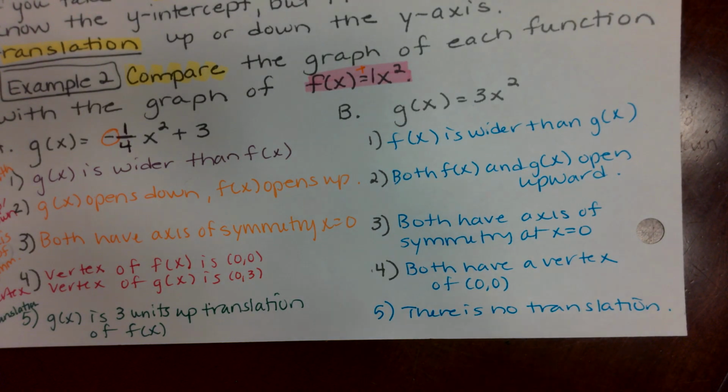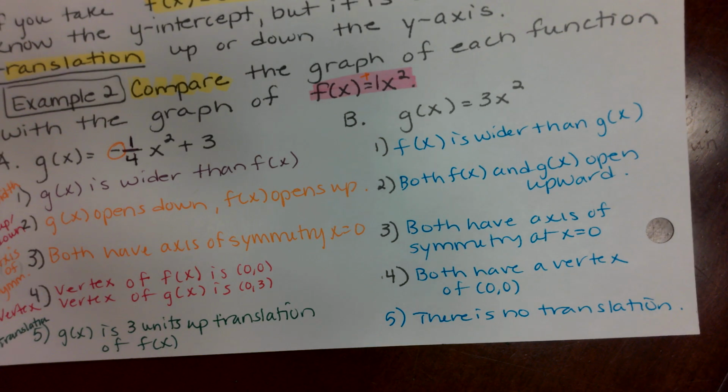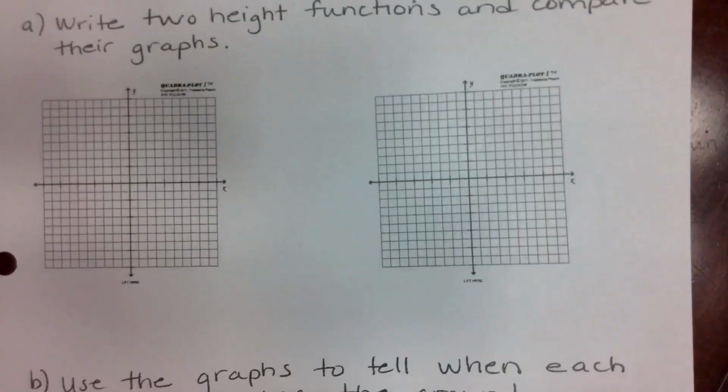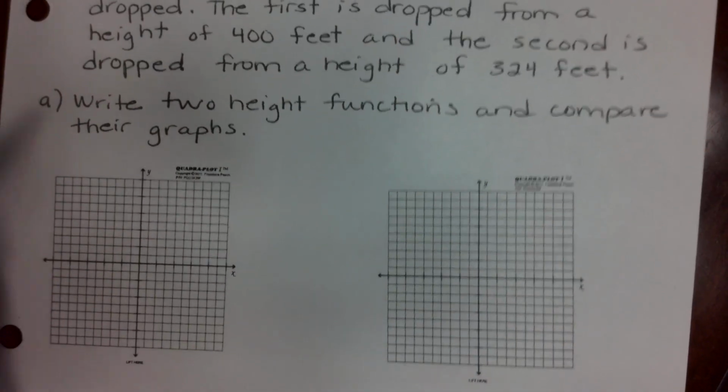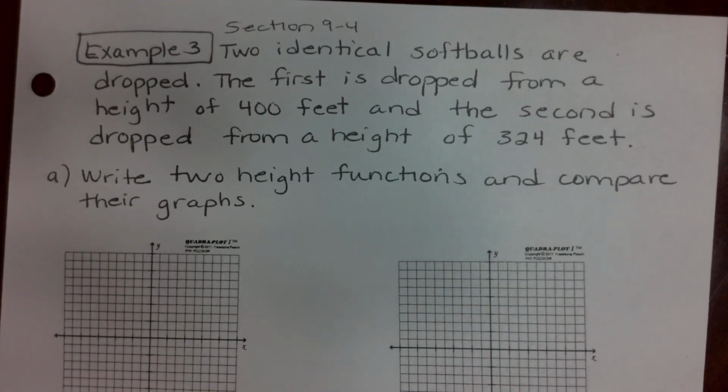All right, so we've got a couple other things to go through. More of a real life problem, which I know some of you enjoy, especially all the words. Okay, so 2 identical softballs are dropped. The first is dropped from a height of 400 feet, and the second is dropped from a height of 324 feet. Write 2 height functions and compare their graphs.